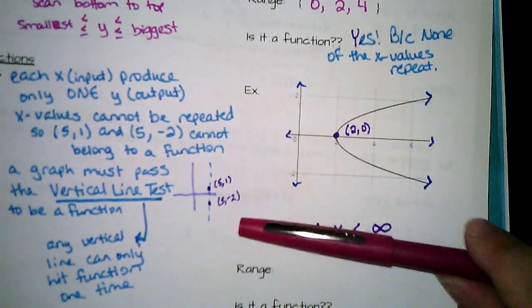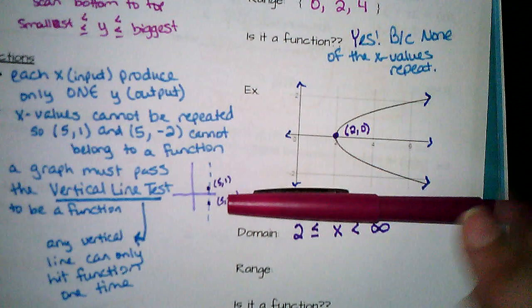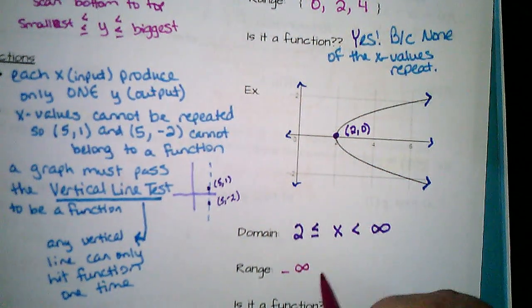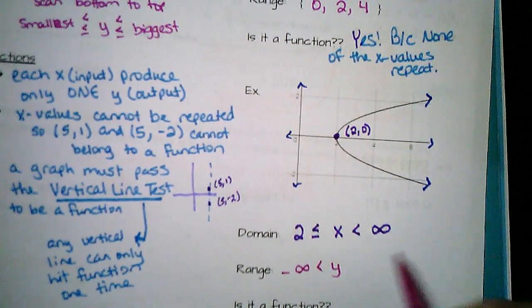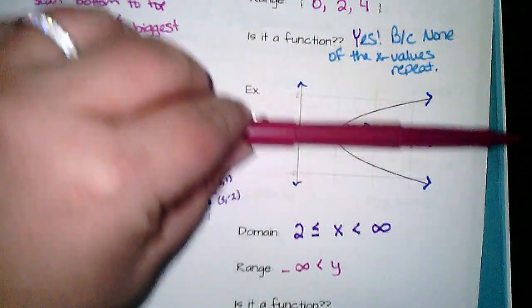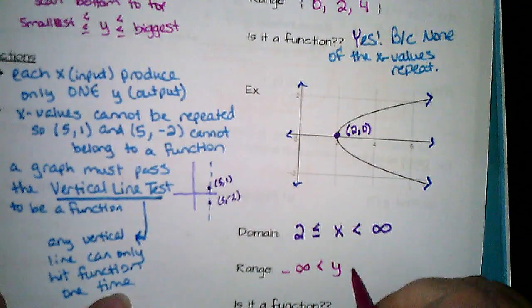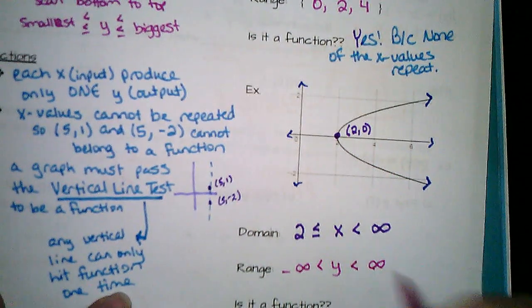Now to do range, we start at the bottom. And this time I have an arrow, first thing I hit. So negative infinity is less than y. And then if I go up to the top of this graph, the last thing that my pen touches is also an arrow, positive infinity.